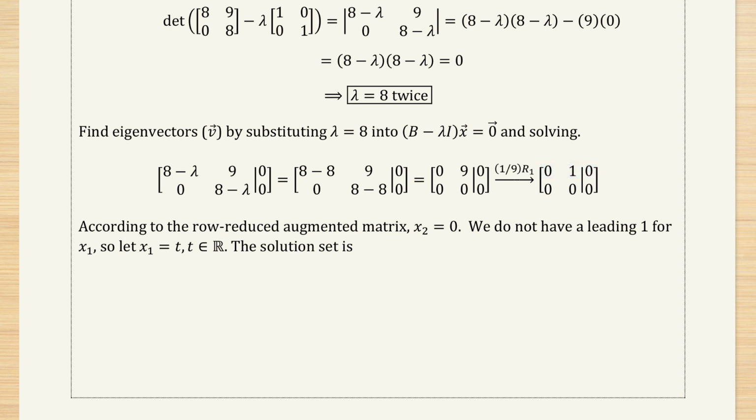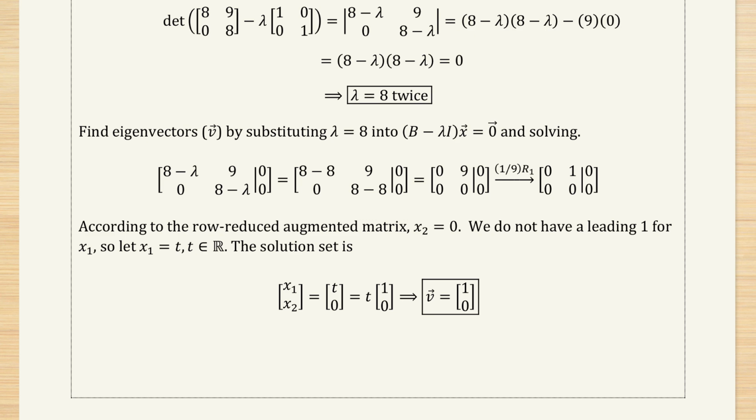Let's assign a parameter, t, to x1. The solution set in vector form looks like this: x1 is t, x2 is 0. Factoring out t, we have the vector 1, 0, which is our eigenvector. Since we only have a single eigenvector associated with this eigenvalue lambda equals 8, this eigenvalue has a geometric multiplicity of 1.